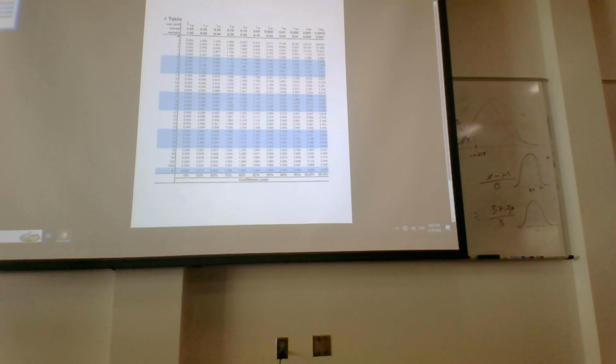In a t-table, this has confidence levels on it, so it's a little different. But this would be the cumulative probability. That's what it says right here. So the cumulative probability right here is 50%.